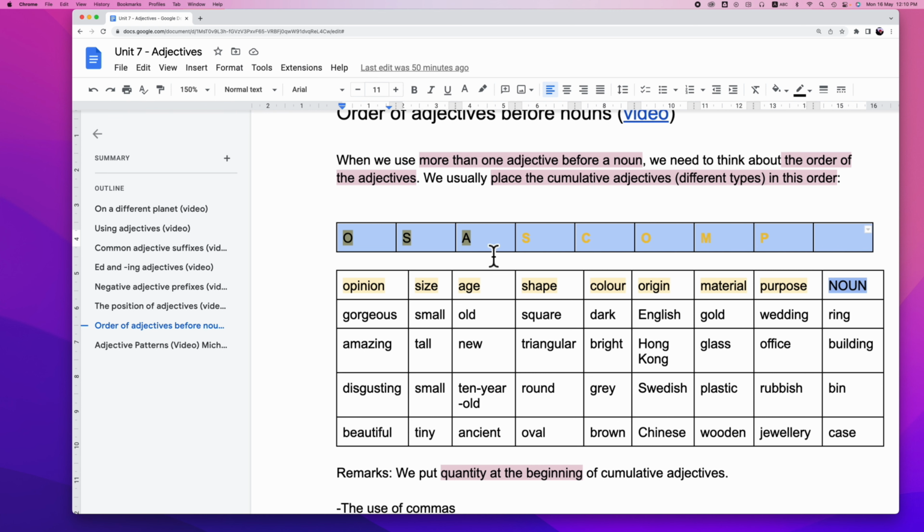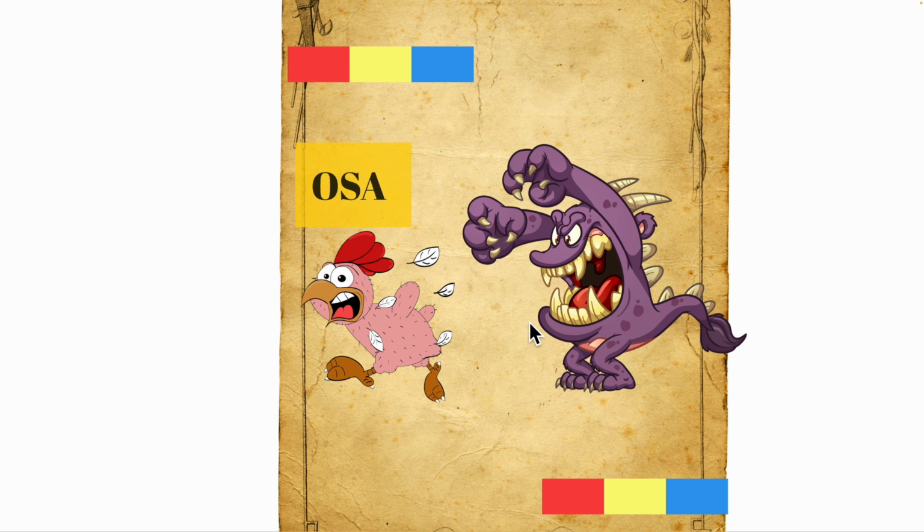Last time we talked about how we used two different words, also, to represent opinion, size, and age. Then how about we give these two characters a name? So we call this frightened chick Also, representing opinion and also size and age. And then this frightening monster is Scum. And this is shape, color, origin, material, and purpose.